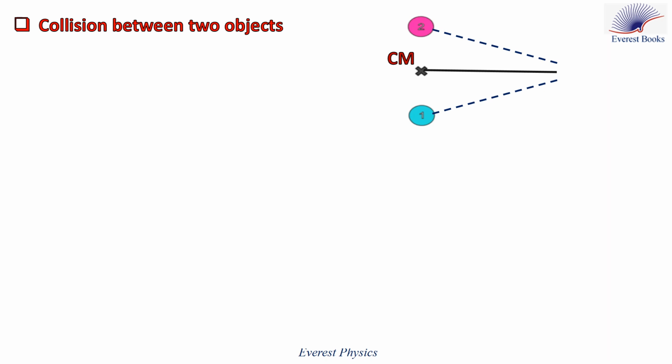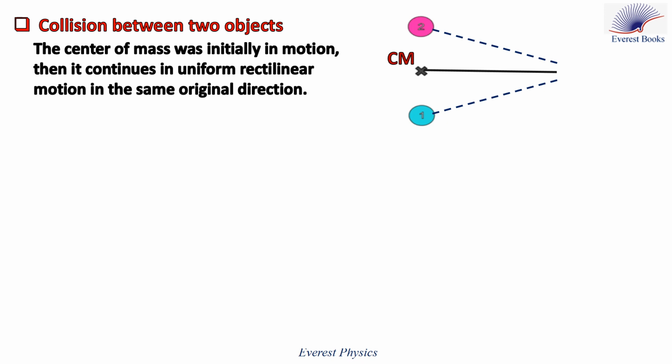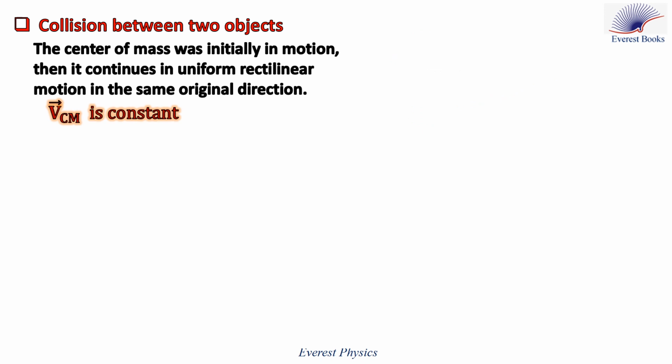Let's move to another example. Consider two objects, 1 and 2, colliding with each other while moving on a horizontal frictionless table. The external forces acting on the two objects are the weight and the normal force. The net force acting on this system is 0. The center of mass was initially in motion, then it continues in uniform rectilinear motion in the same original direction. The velocity of the center of mass is constant. Observe.